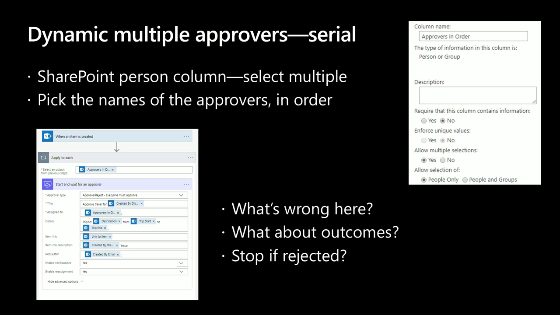All right, let's see. So again, what's wrong here is basically what about the outcomes? It's not going to stop if it's rejected. It's just going through everyone no matter what. Now, if you want that, if that is your business requirement for it to go through everyone in order and let them all approve or reject, no matter if the person before them approved or rejected, then that's for you.